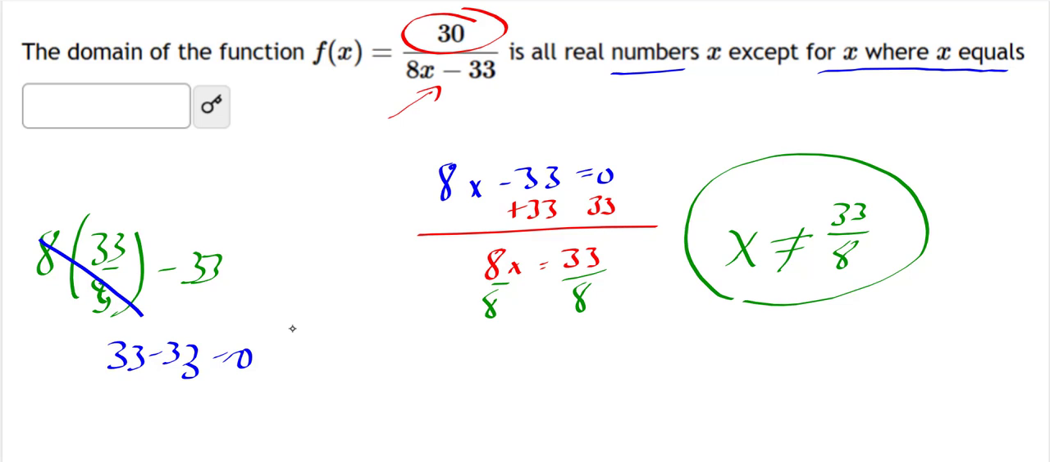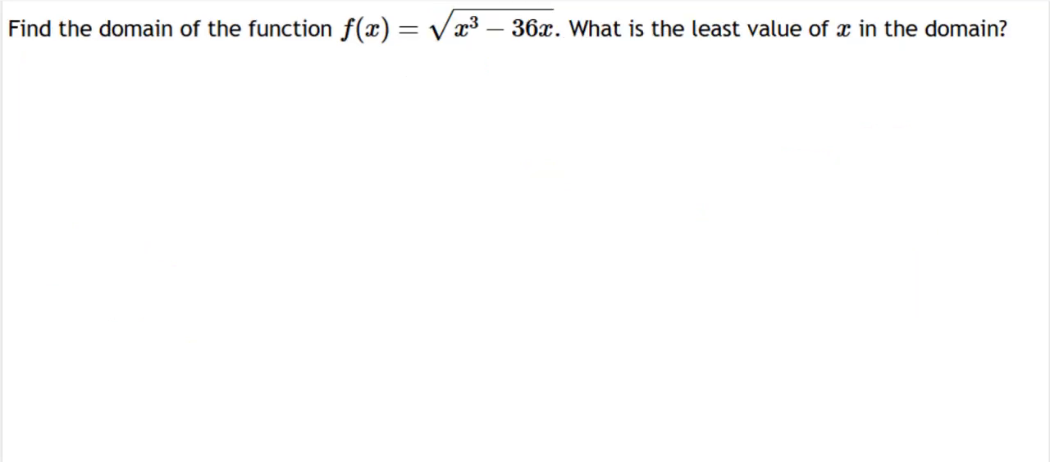the denominator, okay? So, find the domain of the function f(x) equals the square root of x cubed minus 3x. What's the least value of x in the domain? Okay, so a square root function, its domain is x is greater than or equal to 0. Okay, that's the basic square root function right here.